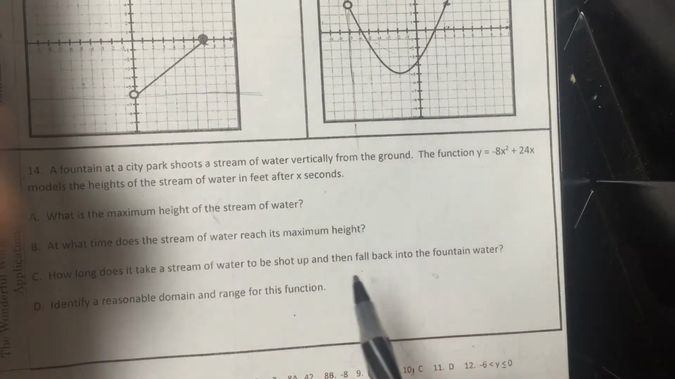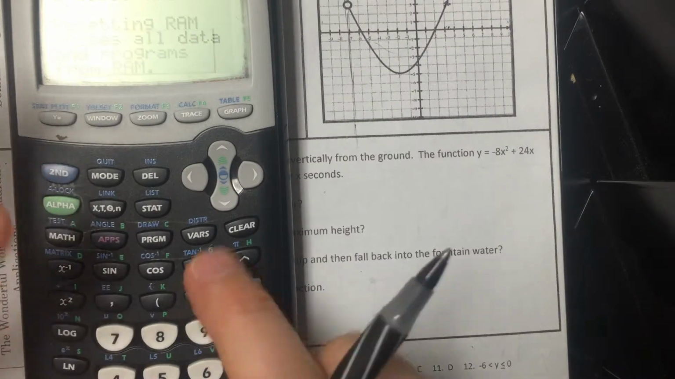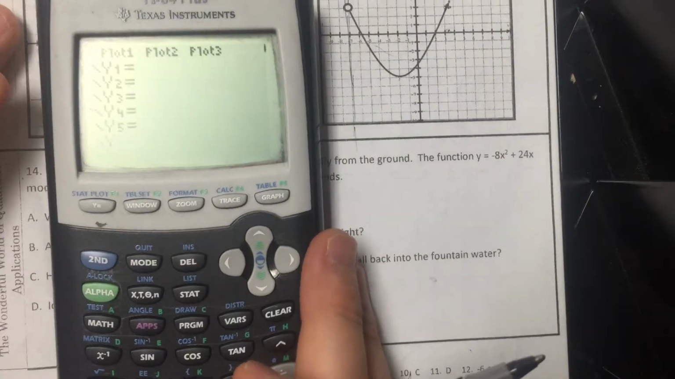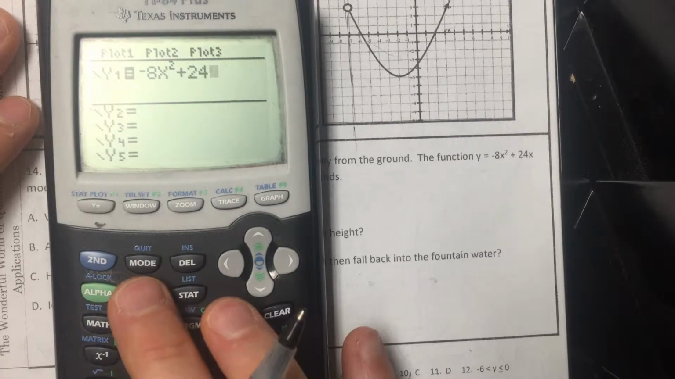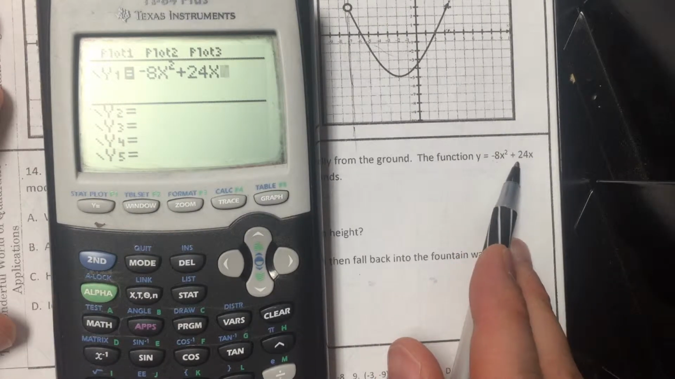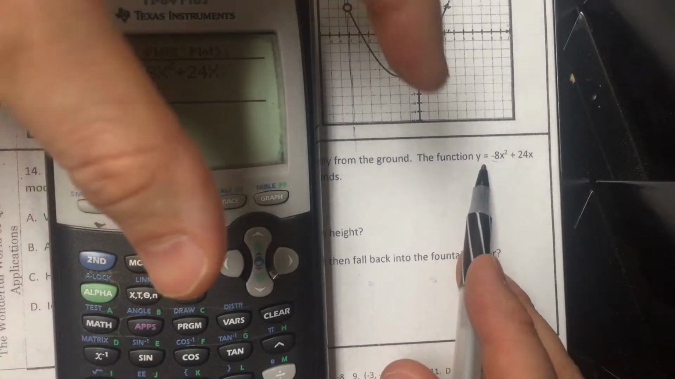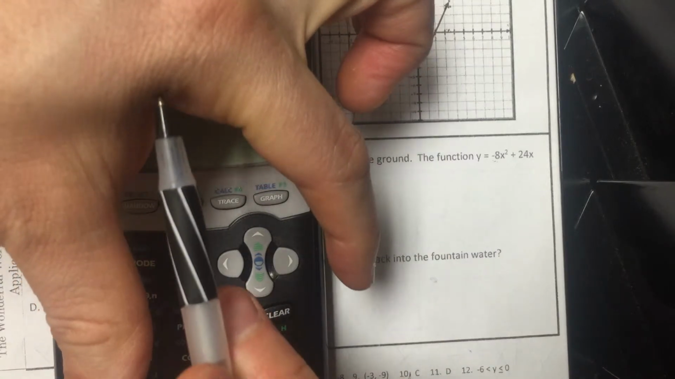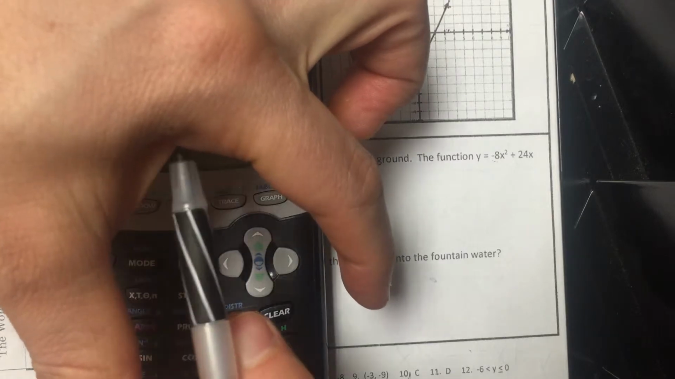Let's go ahead and clear out our calculators. All right, and we're going to put negative 8x squared. Now, by the way, we have an a value here, ax squared plus bx. The a value is negative. We learned when the a value is negative, it's going to frown and have a maximum. And that also makes sense for this situation because the water is shooting up and then coming down.